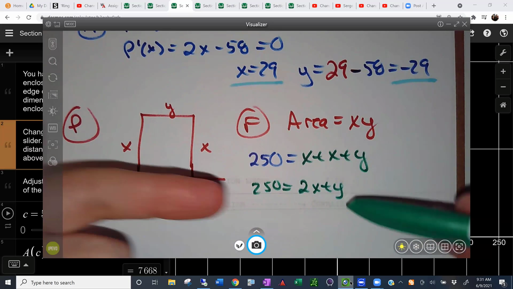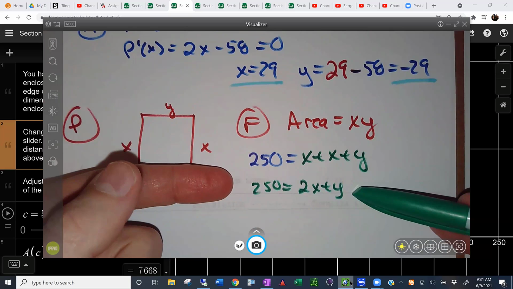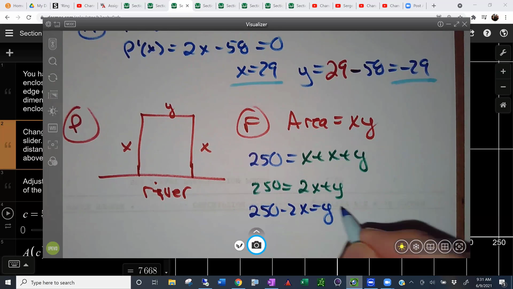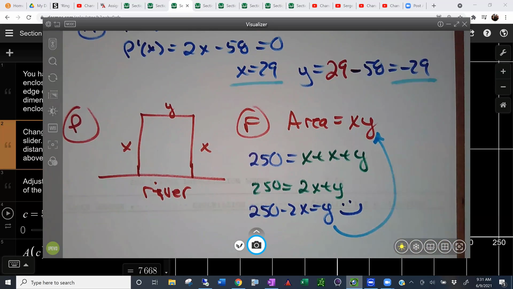So this is another relationship that I can use. From my point of view, it's probably easiest just to rewrite this by moving the 2x to the other side: 250 minus 2x equals y. And that's good news for us right here. Why is it good news for us here? You can substitute it in the original function. Awesome. You can replace y by 250 minus 2x.